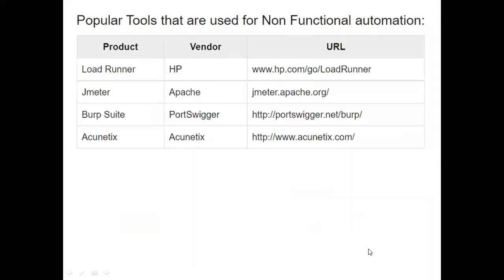And LoadRunner. The vendor is HP. JMeter, vendor is Apache. The Brute suit, the vendor is Portfigure, and Acunetix, vendor is Acunetix. So these are the different tools we are going to use for non-functional automation: LoadRunner, JMeter, Brute suit and Acunetix.